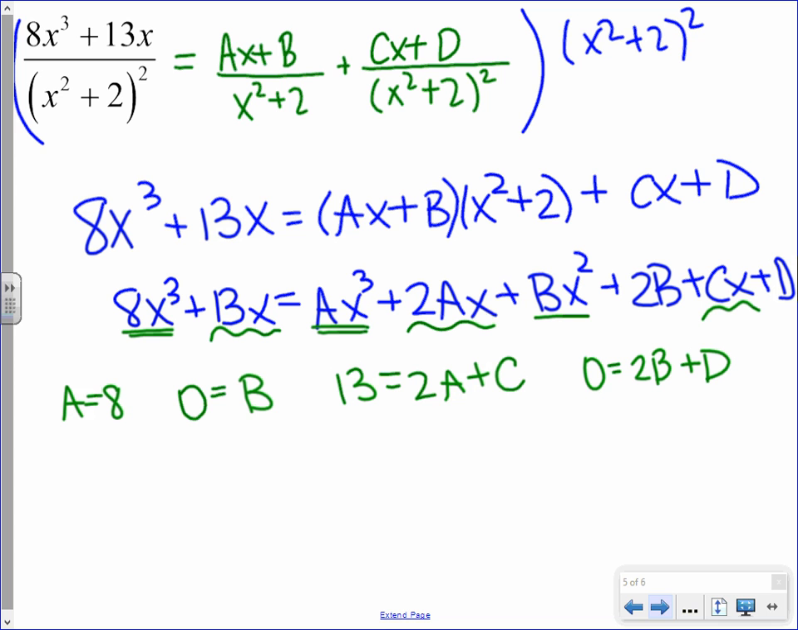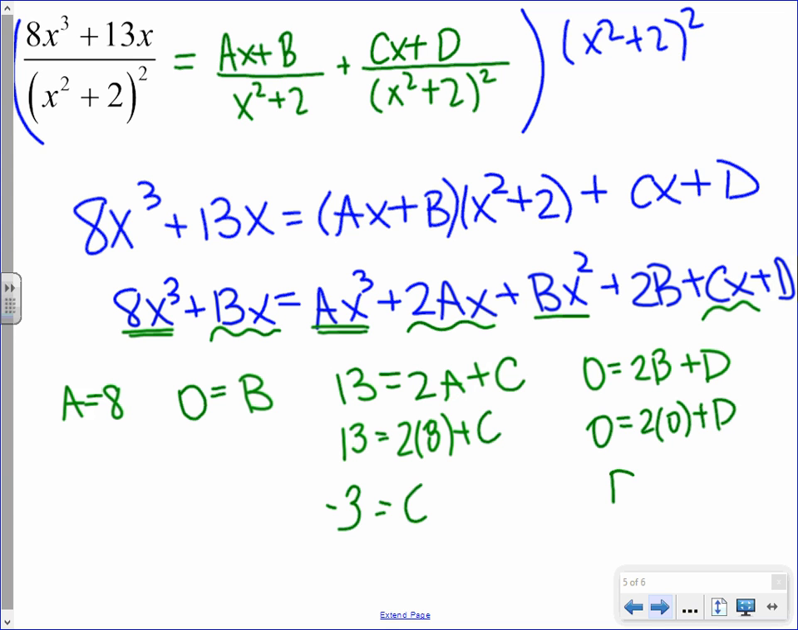We already know a equals 8. So what does that make c? -3. And if we already know 0 equals b, what is d? 0. It's okay to get a 0 in this case.